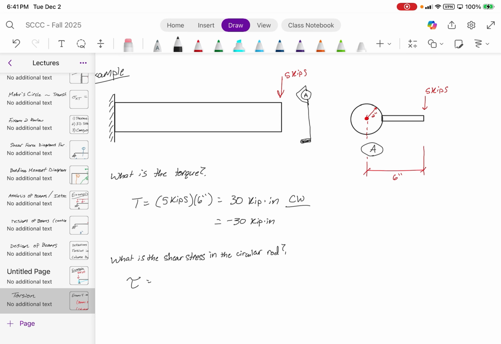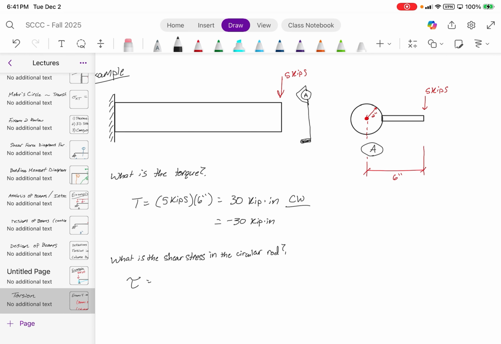Anyone got it? Yeah, I got -7.62. How'd you calculate it? I did TR over J. All right. How did you calculate J? Would it be 1/2 of pi R to the 4th? What did you use for R? Would it be 6 inches? Nope.